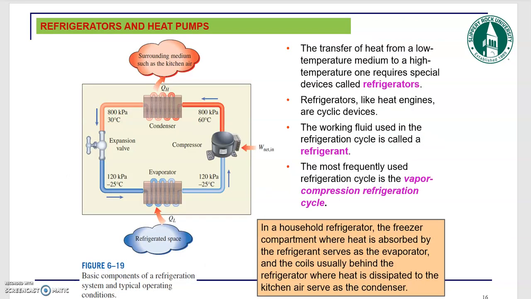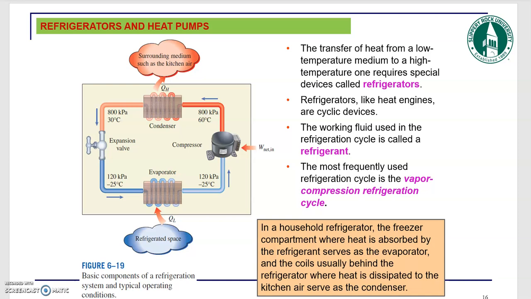Next, we want to talk about the other statement of second law of thermodynamics, which is basically Clausius statement. But first, let's introduce some of the devices that operate based on that. Refrigerators and heat pumps are those devices. So what does a refrigerator do? A refrigerator transfers heat from a low temperature medium to a high temperature one, right?